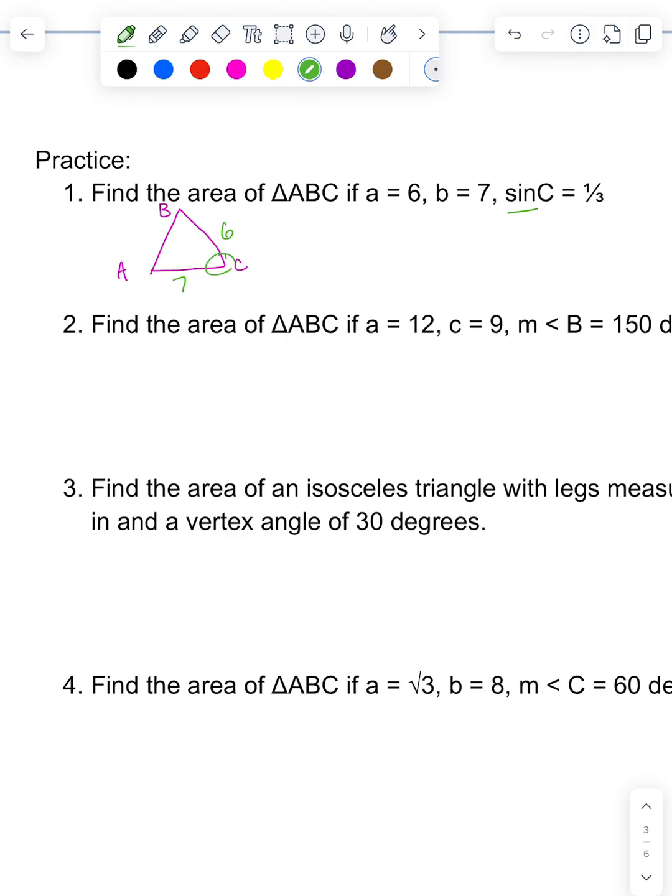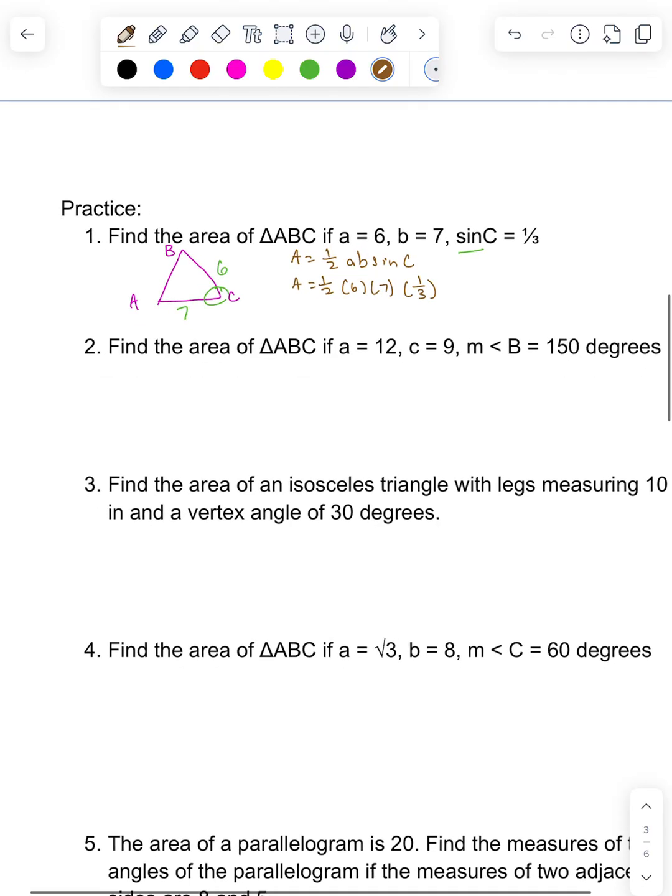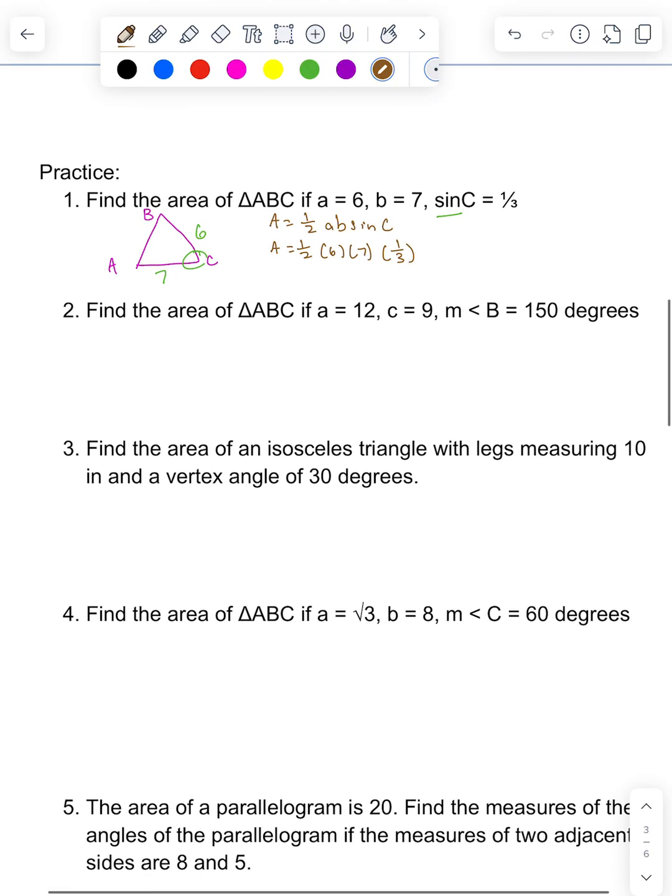So this looks like a perfect setup for our new area formula because we have two sides next to each other and we're talking about the angle in between. So our area is 1/2 AB sine of C. Our two sides next to each other are 6 and 7. And the sine of angle C is provided to us as 1/3. So all we need to do is type that into our calculator. I'm going to leave it as this to save time in the video. And I do recommend that as we do the next problems, you pause the video, try it yourself, and then unpause to see if you got the correct answer when you are ready to see the answer.